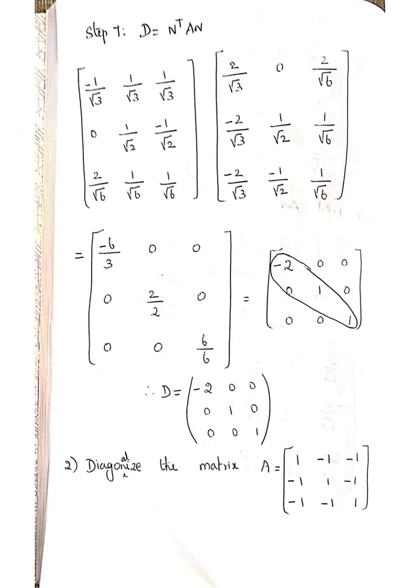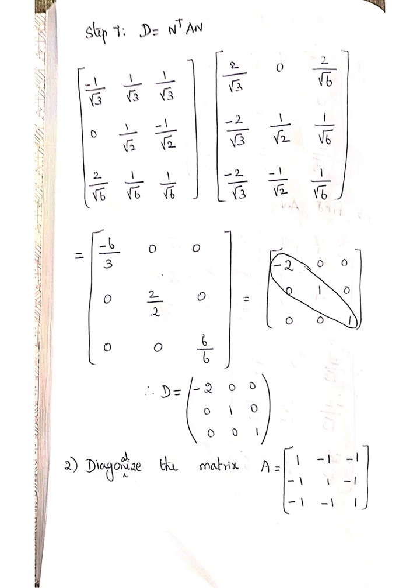Then step 7, capital D is equal to N transpose AN. This N transpose AN is the product of the normalized matrix transpose, the given matrix and the normalized matrix. Those three multiplications will be the diagonalization of the matrix. Finally, the diagonalization of the matrix should give the eigenvalues of the given matrix.